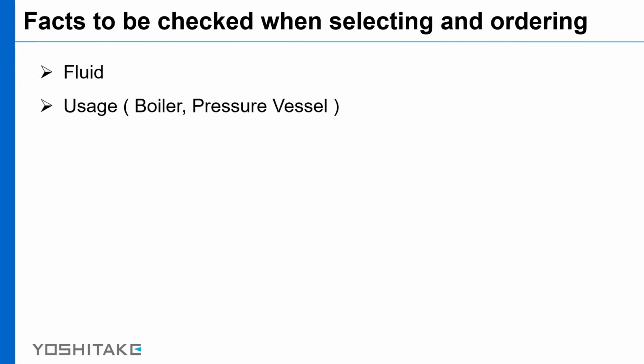You have to check the following first when you are ordering and selecting a safety valve. You have to check the fluid: will it be used for steam, gas, or hot and cold water? And also you have to check the usage: will it be used for a boiler or pressure vessels, because the calculation is different based on the usage.